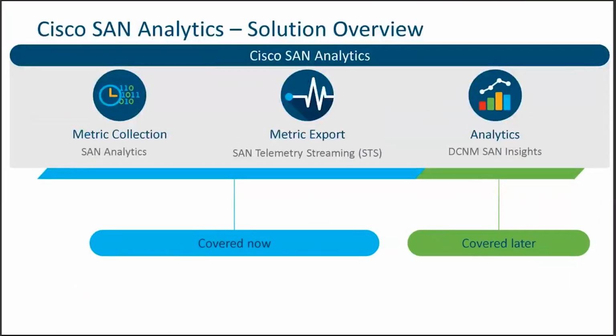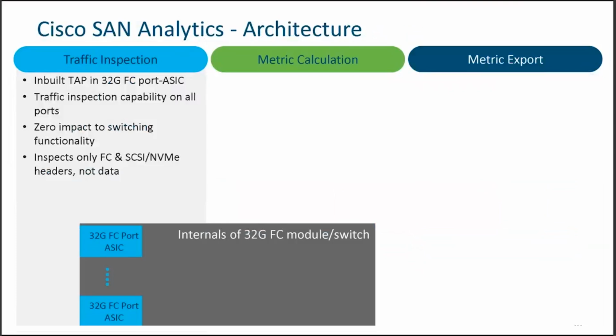Essentially, again, metric collection and metric export. The traffic inspection happens within the ASICs, the 32 gig ASICs. There's nothing really different in the ASICs, even though externally we like to talk about that. On the ASICs, we have created ACL TCAM entries, and these TCAM entries look for specific fields in the frame headers.